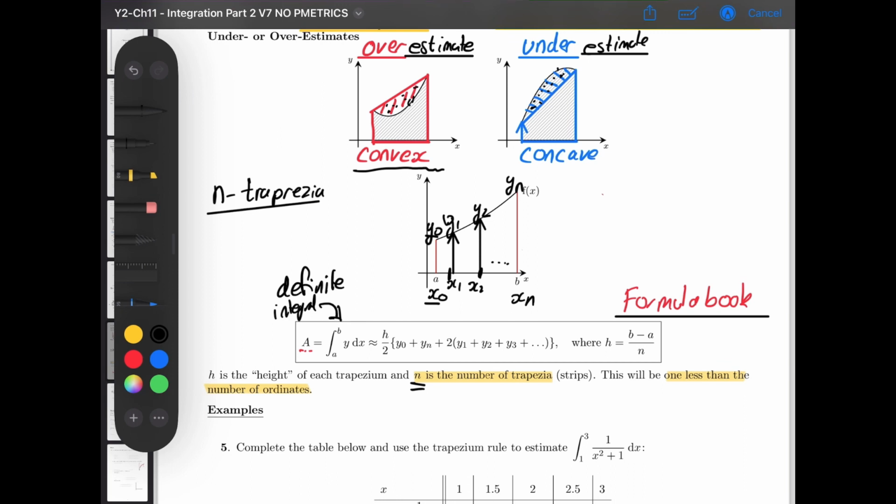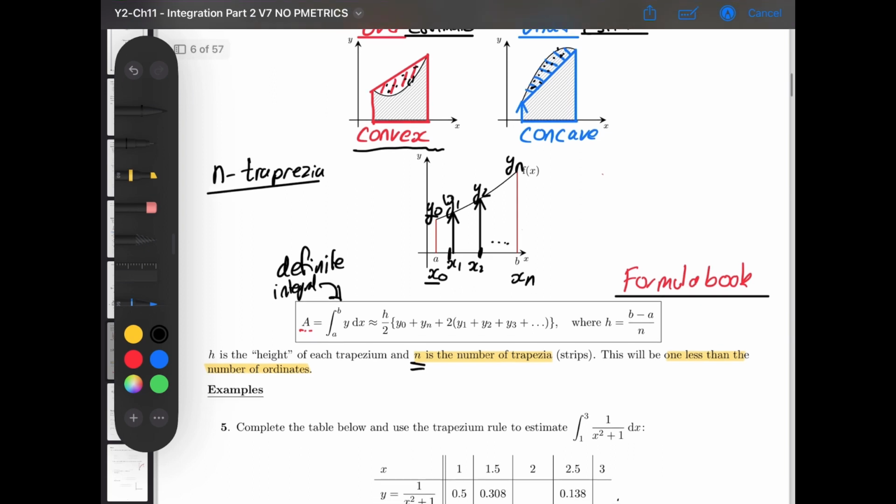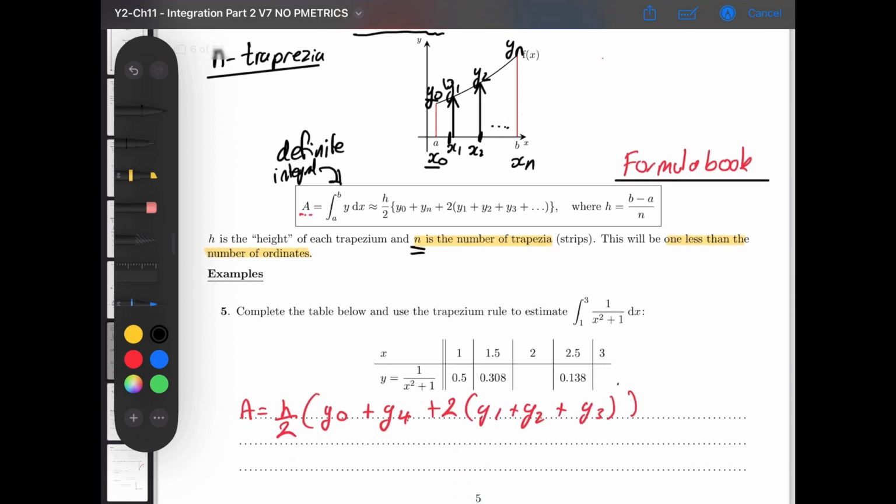And this formula really speeds up the calculation we did in the last video. We can see it's the same problem. We've got a definite integral, so we're trying to work out the area under a curve.